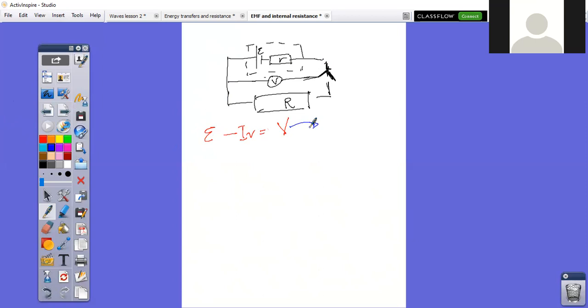Available volts to the external resistors. Yeah, and we call that terminal PD, because it's the PD between the terminals of your cell. So when you look at your cell, these two are the terminals. So the PD you would read, we call the terminal PD.